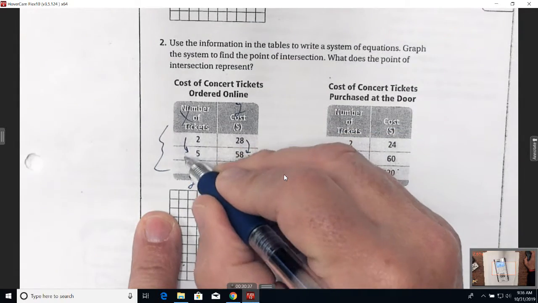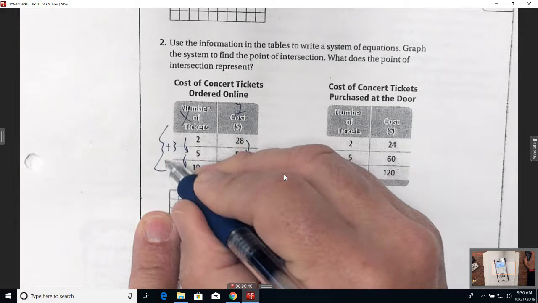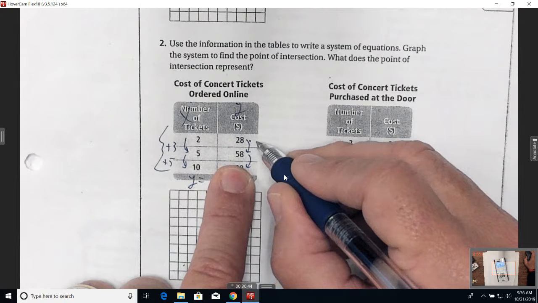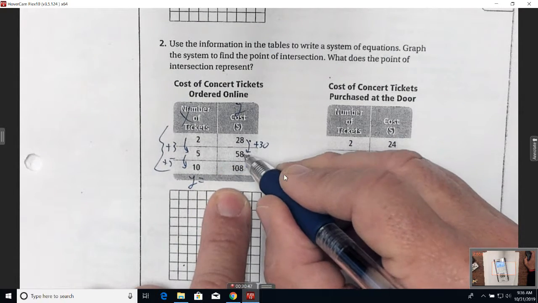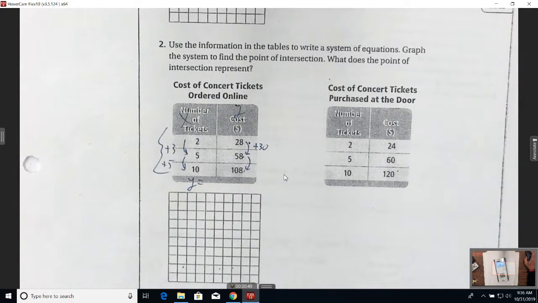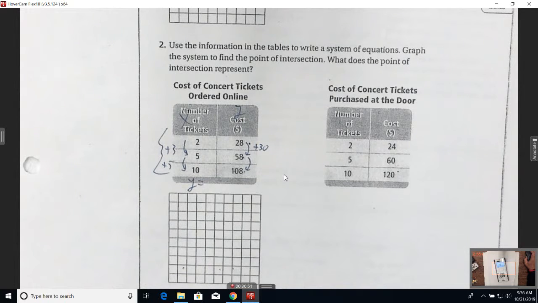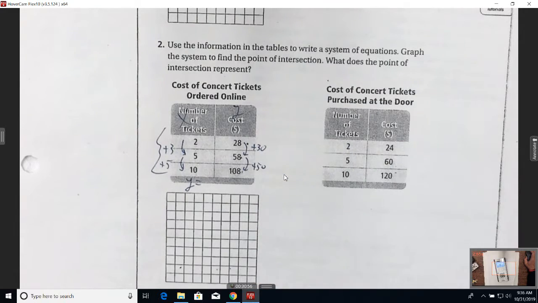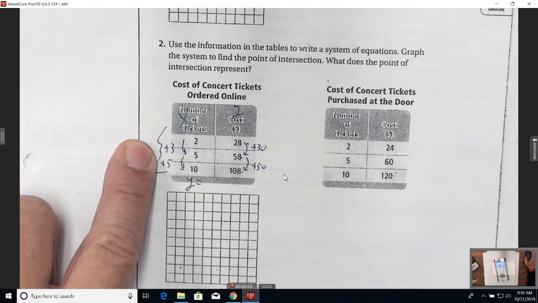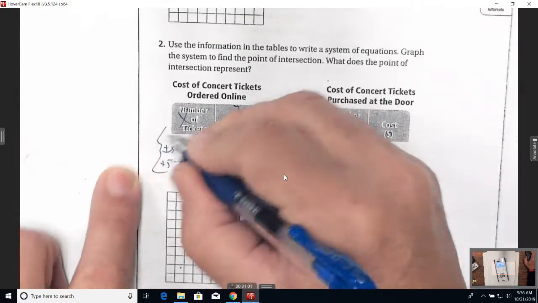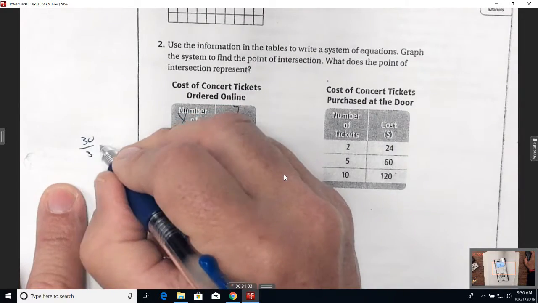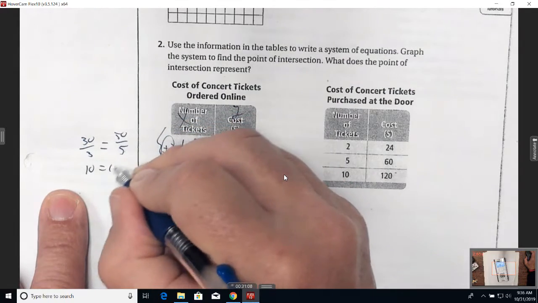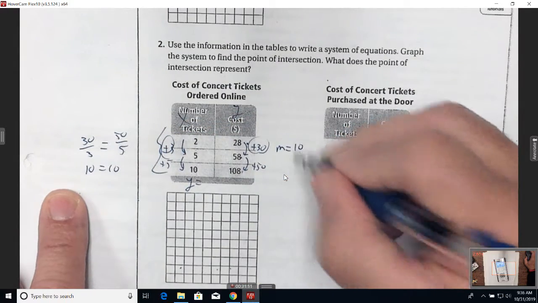As these are increasing by 3 and 5. See, this is increasing by 3, this is increasing by 5, this is increasing by 28 plus 58 is an increase of 30. From 58 to 108, what's that an increase of? So 108 minus 58 is 50. So what is my change in y and change in x? Change in y over change in x. 30 for 3. Is that the same thing as 50 for 5? Yes, that's 10 is equal to 10. So what's my slope? 10.